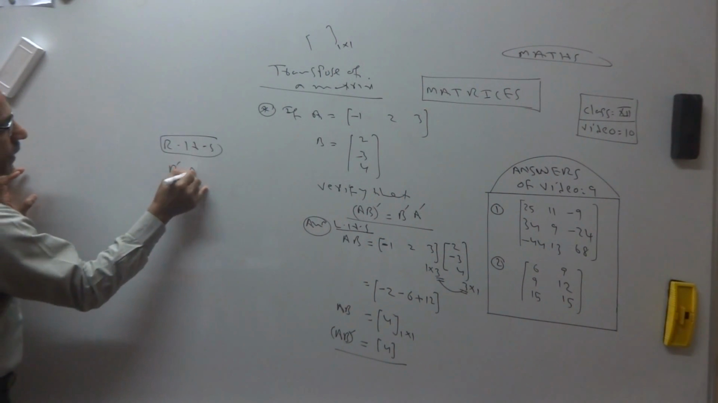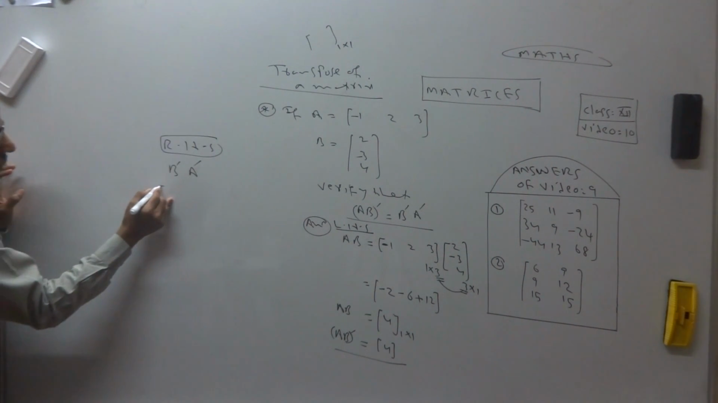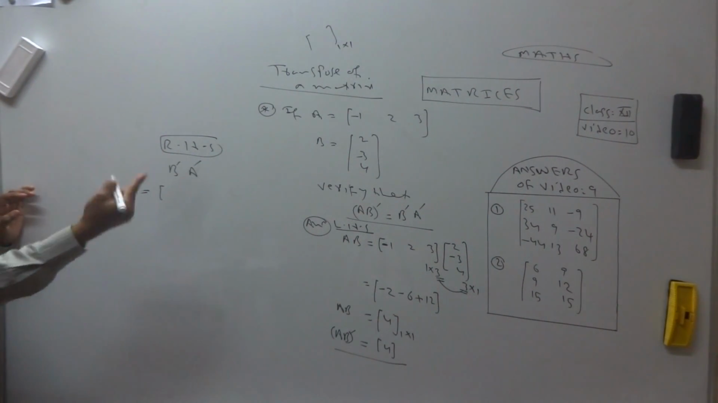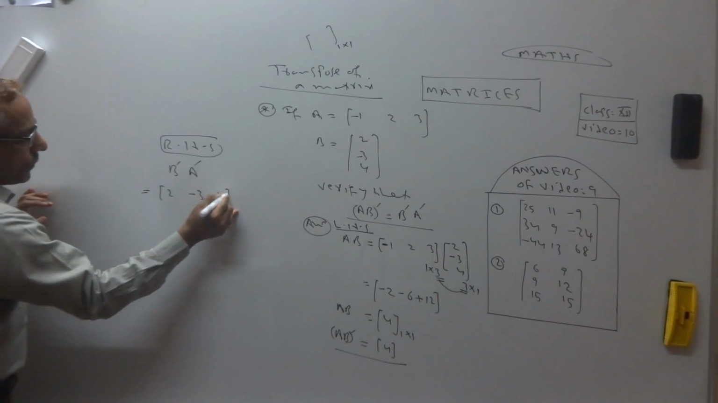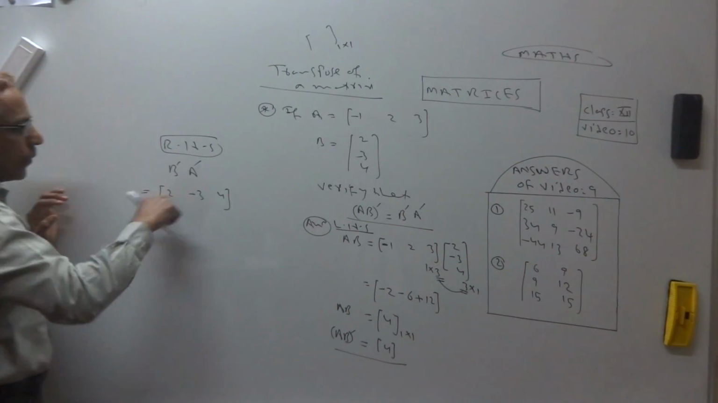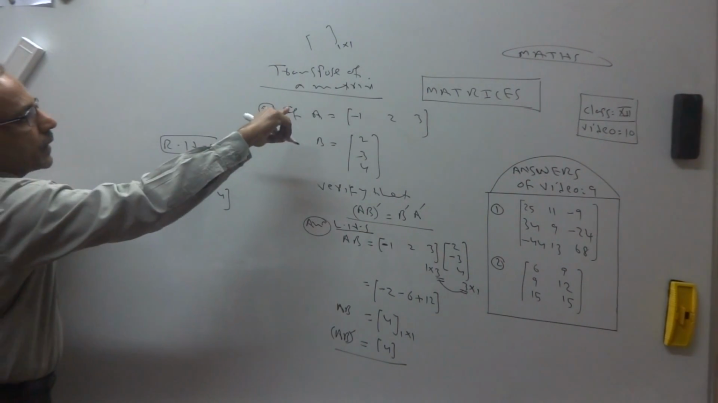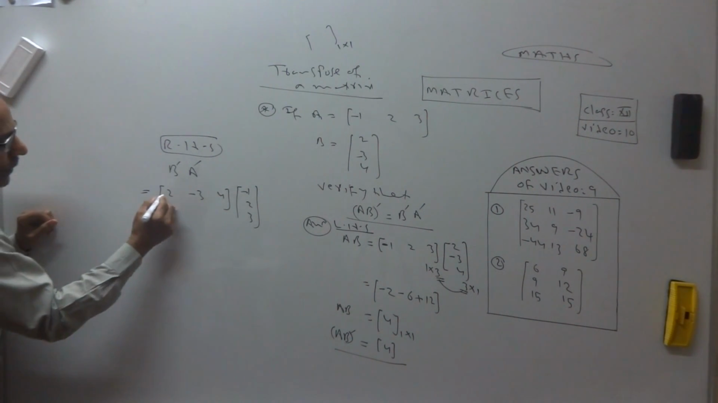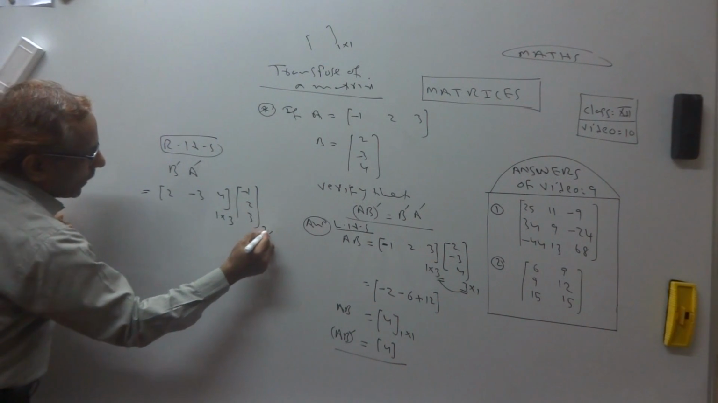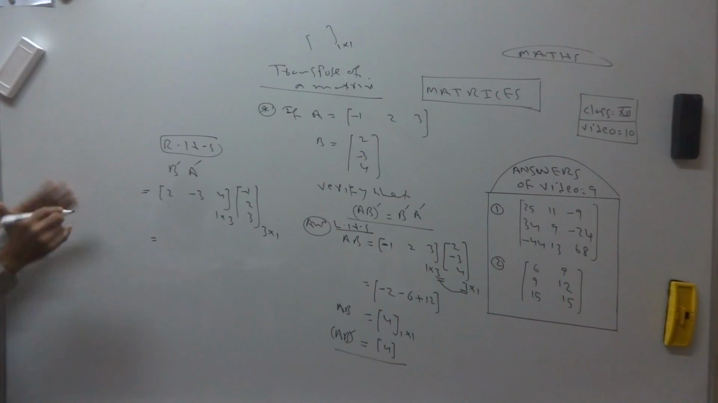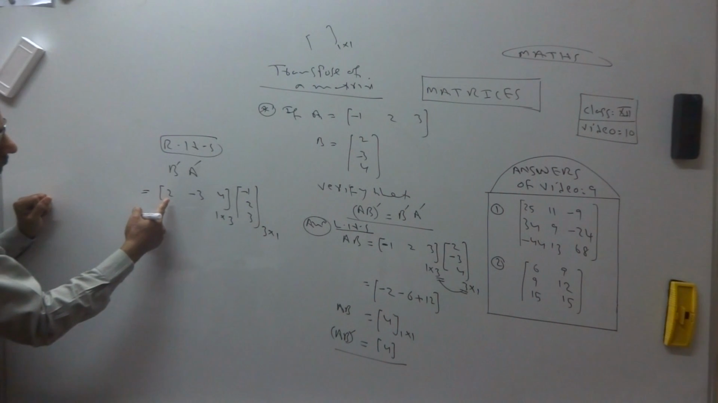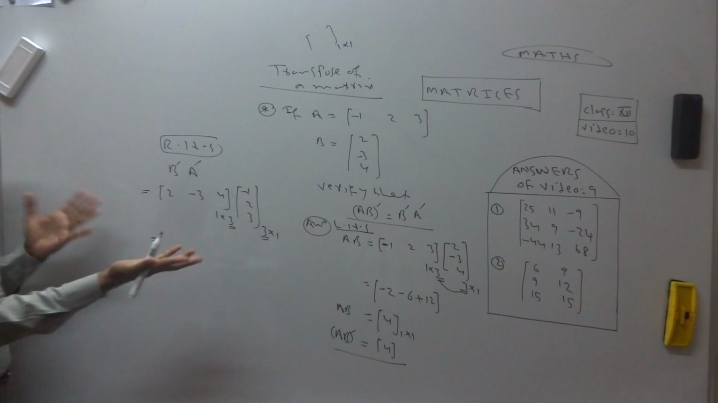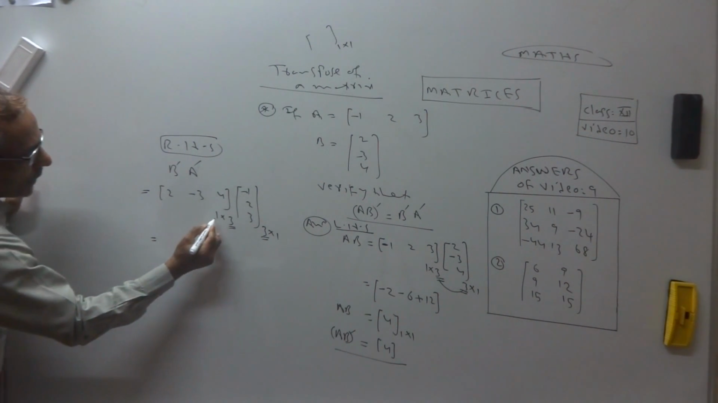Yes, RHS is what? B dash A dash. What is B transpose? The column we write in row, that is called transpose. This is B, in column, we write in row, B transpose. A transpose, A is in row, we write in column. Yes. Again, 1 by 3, 3 by 1. So how many rows and columns? Last and the first is same. We can multiply. The result is 1 by 1.